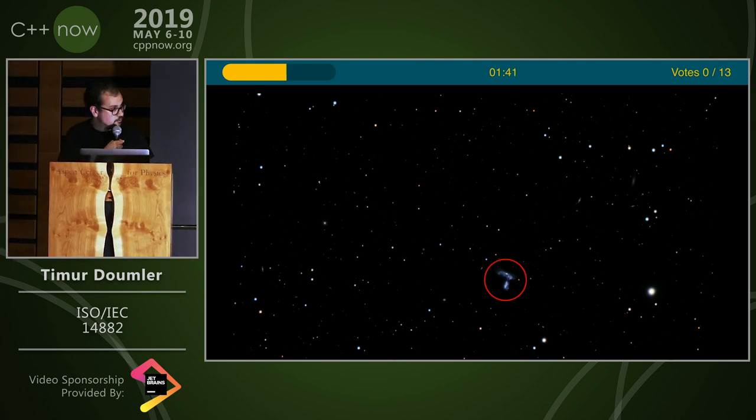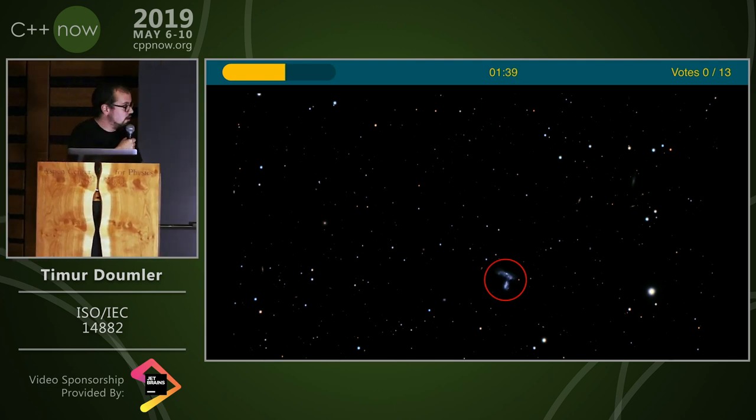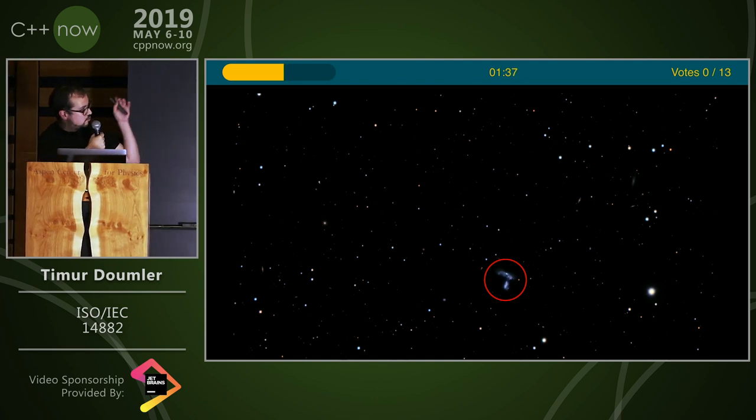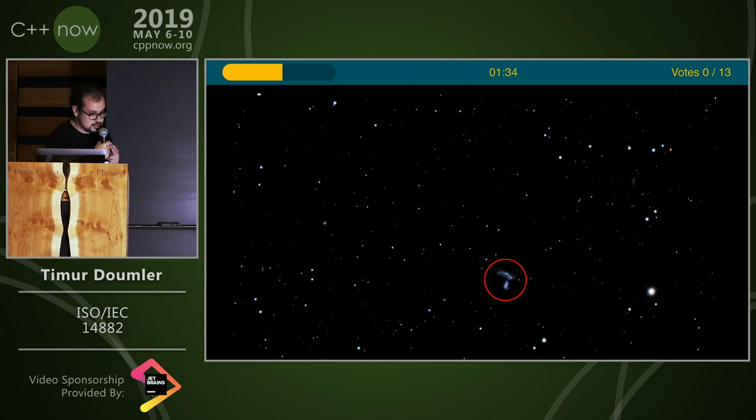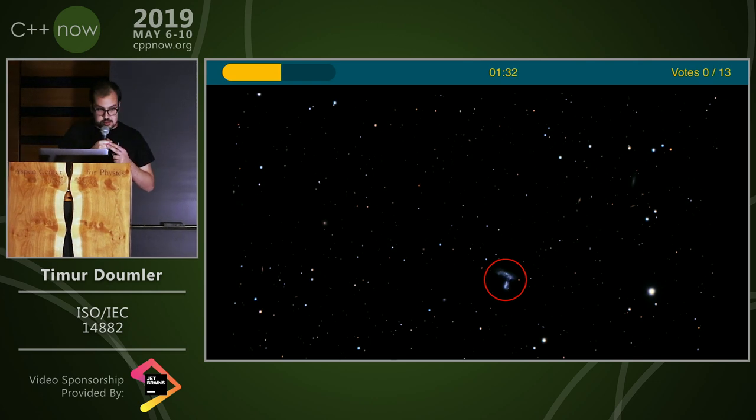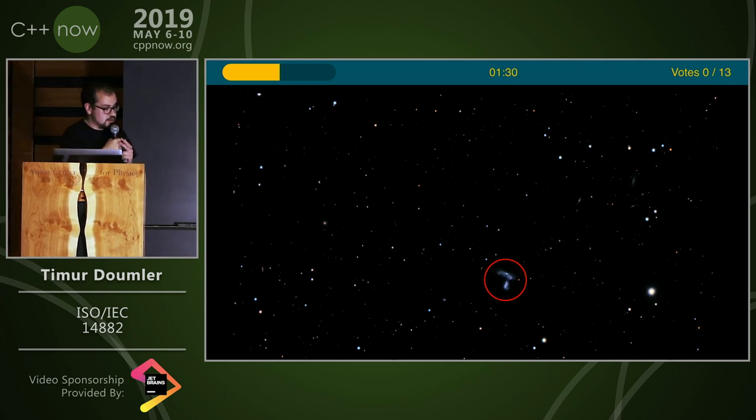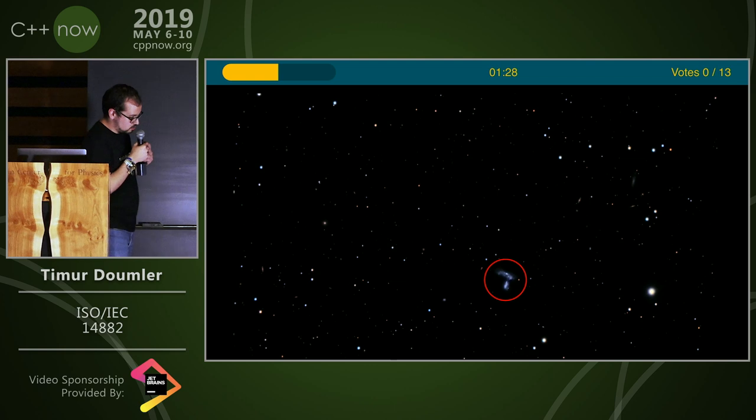So if you go back to the title slide, you see this down there. Actually, 4810 is the bottom one. It's the one that's interacting, a galaxy pair. But we're not going to talk about that. We're going to talk about C++, obviously.